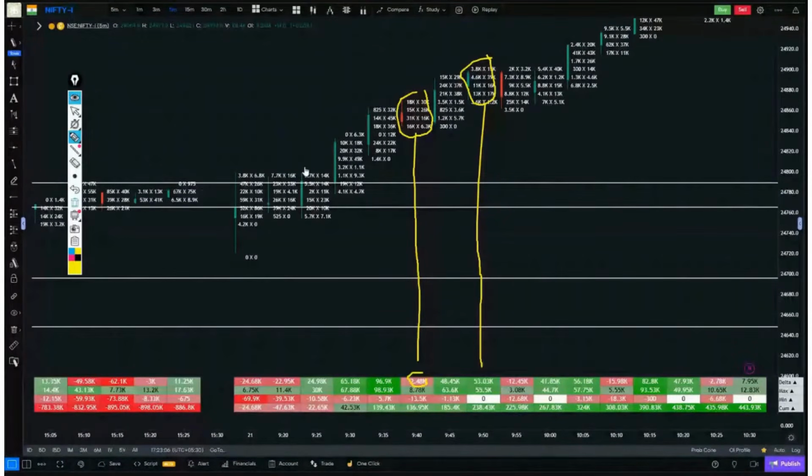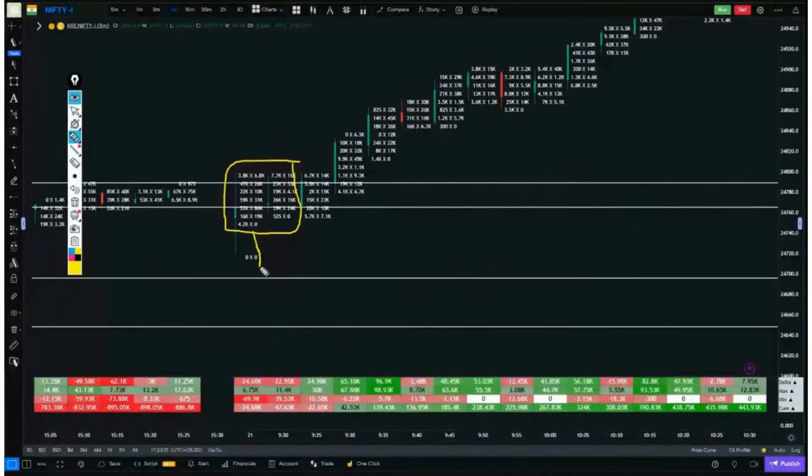Like the first two candles, they are green candles, but there was hardly any buying. Meaning buyers were not powerful at all in these candles if we talk according to the delta. Now look at this. There are some candles whose delta is 65,000, 96,000, 48,000, 53,000, and 24,000. But if you look here, there is 69,000 as well, and there are some candles whose delta is only 2,000.